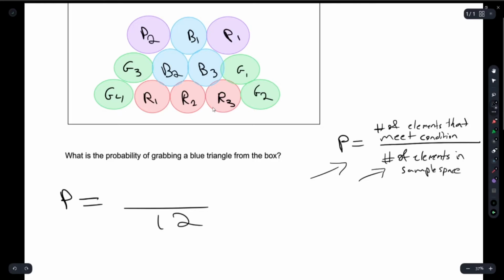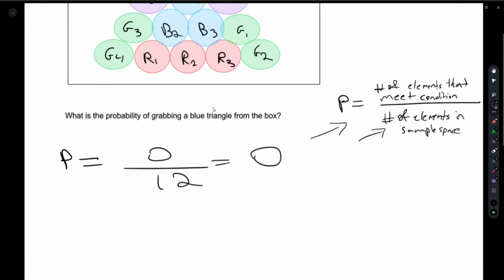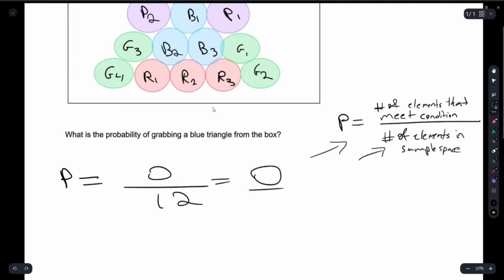Then the number of elements that meet the condition is 0, since we don't have any blue triangles in the box. And 0 in the numerator is always equal to 0, unless the denominator is also 0, then it would be an undefined number. Since this is 0, it is what we call an impossible event. So when the probability P is 0, the event is impossible.